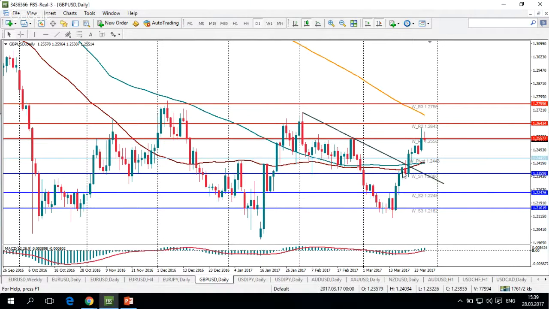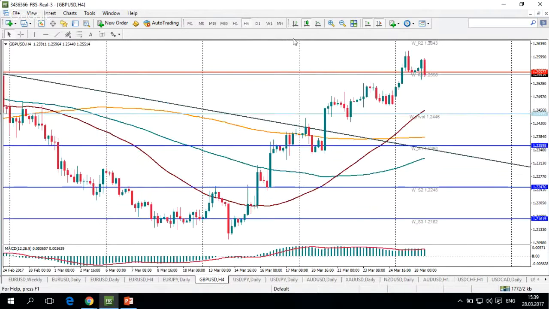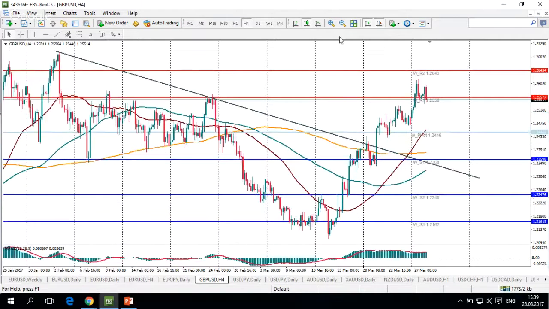So the first level to support GBP USD on the downside will be at 1.2446 and then 1.2360. All in all, yesterday's candle has a sizable upper wick, so some attempt of the British pound to get lower is actually quite possible.